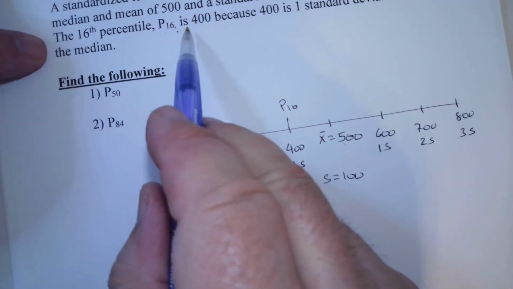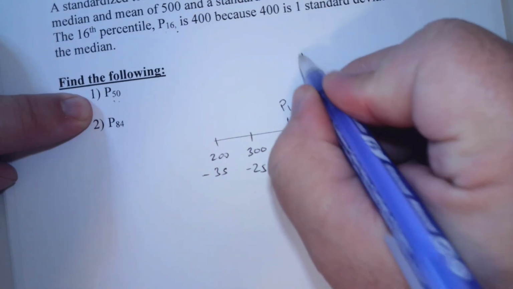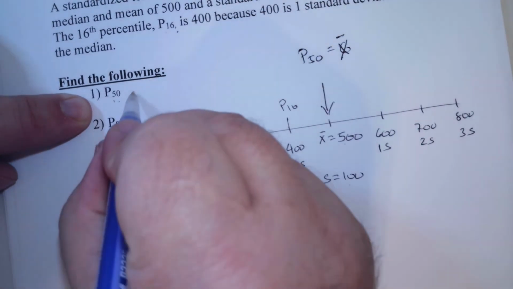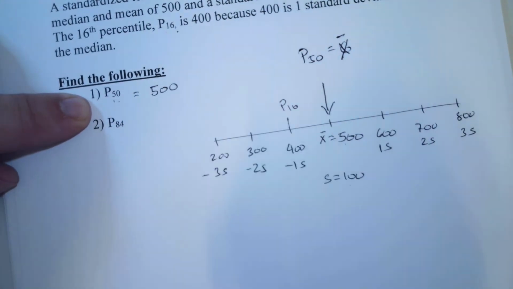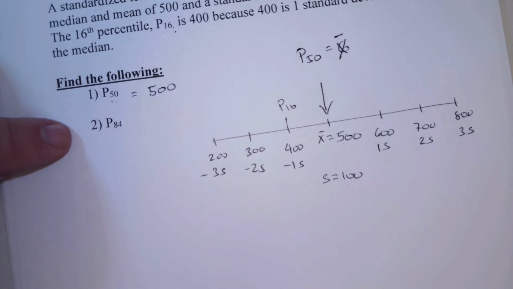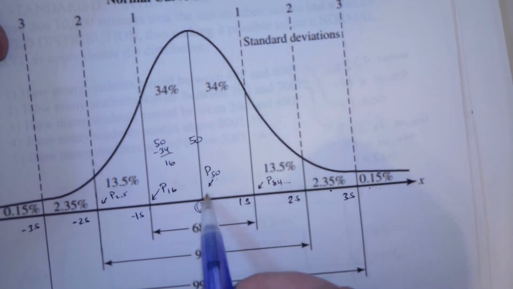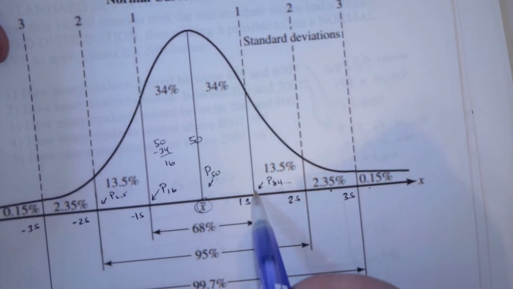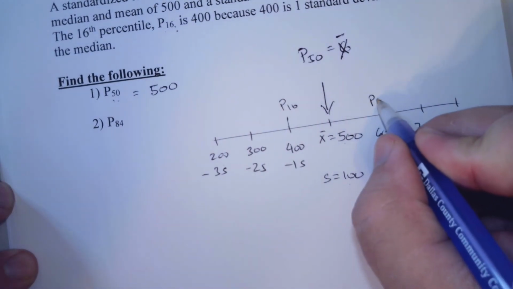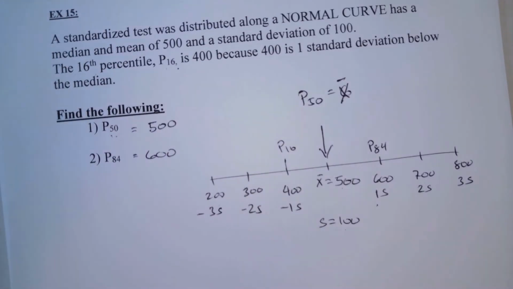So when we said the 16th percentile is that, let's look at the 50th percentile. P50 is the mean, so that one equals 500. And as we saw a second ago, P84, 50 plus 34 is 84, is the first standard deviation above. So this is P84. So that's 600. That's how you can use this to figure out stuff.